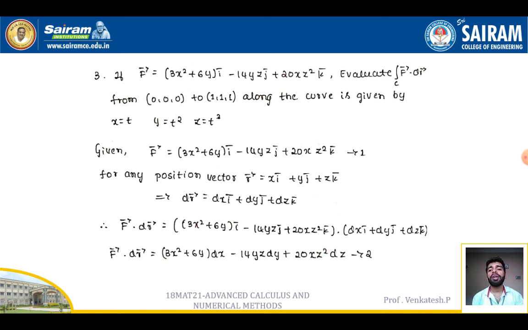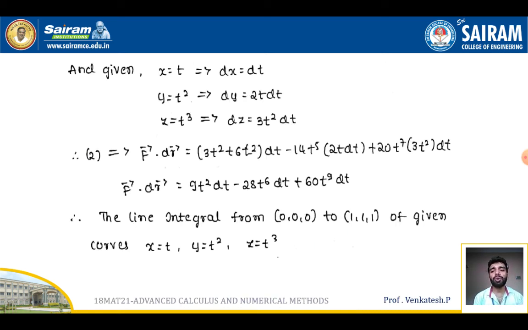So now I'm going to replace again x is equal to t, y is equal to t square, z is equal to t cube. So now if x is equal to t, dx will be dt, y is equal to t square, dy will be 2t dt. If z is equal to t cube, dz will be 3t square dt. So now if I incorporate all these values, I'll be getting f dot dr is equal to 9t square dt minus 28t power 6 dt plus 60t power 9 dt.